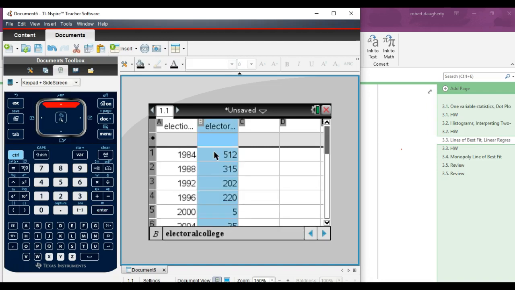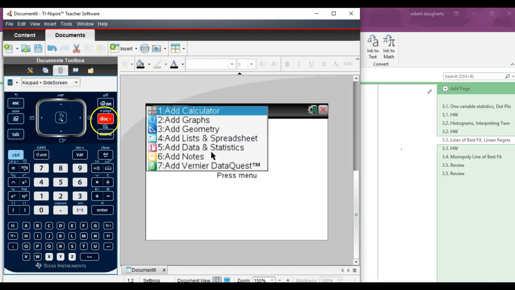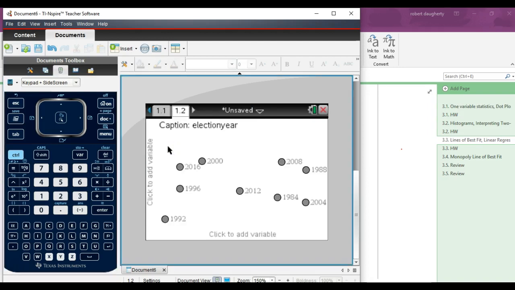And I'll just double check all of that. 512, 315, 202, 220, 535, 192, 126, and we're good to go. Okay, so all of the data is in here, and now I want to plot this particular data set. So to plot this data, where do you think I go next? I've already done that. Yeah, data and statistics, okay?